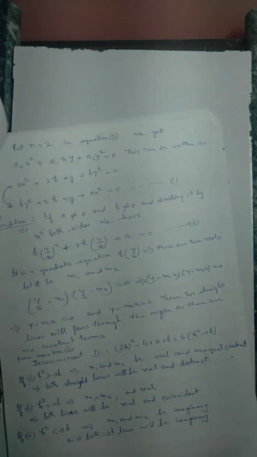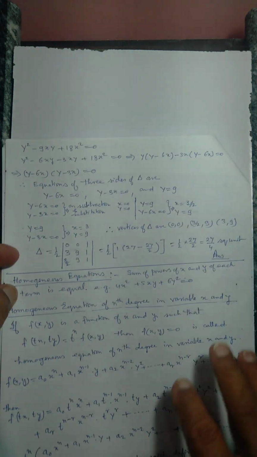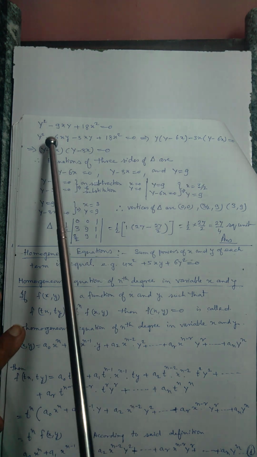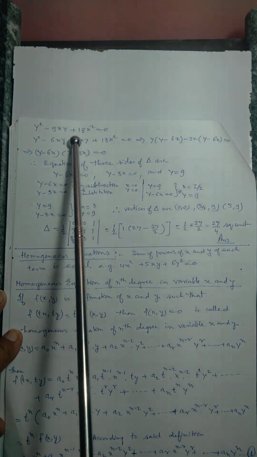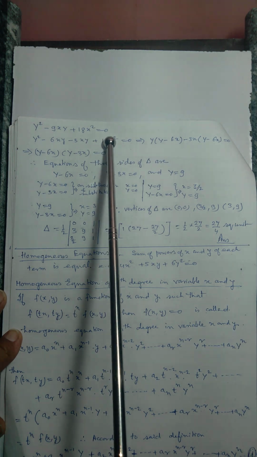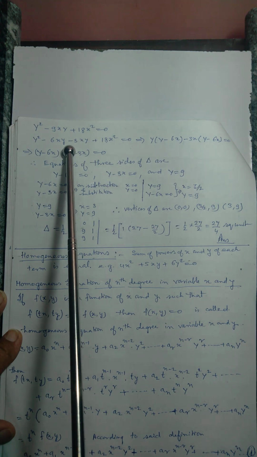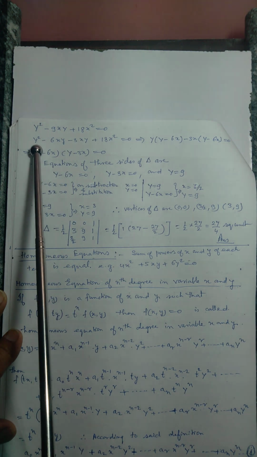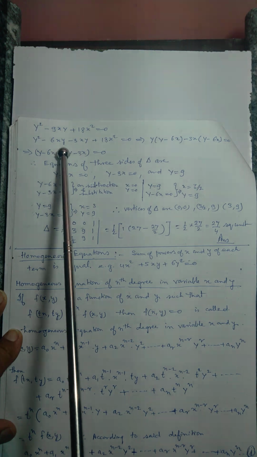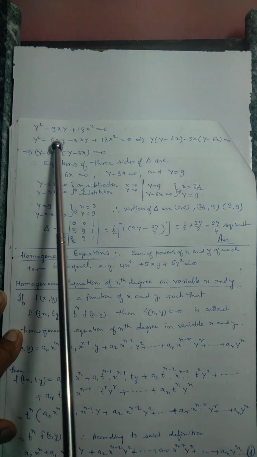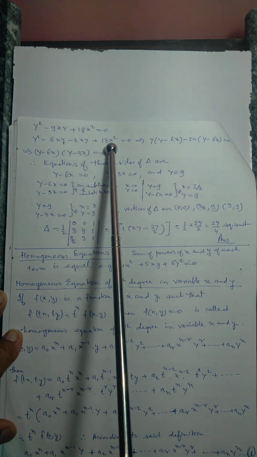So we have to find out the other two lines which have been combined, with the help of factorization. You see, y square minus 9xy plus 18x square equal to 0. Here the middle term, that is 9xy, I have split into two terms, that is y square minus 6xy minus 3xy plus 18x square. On multiplication you will get 18x square.